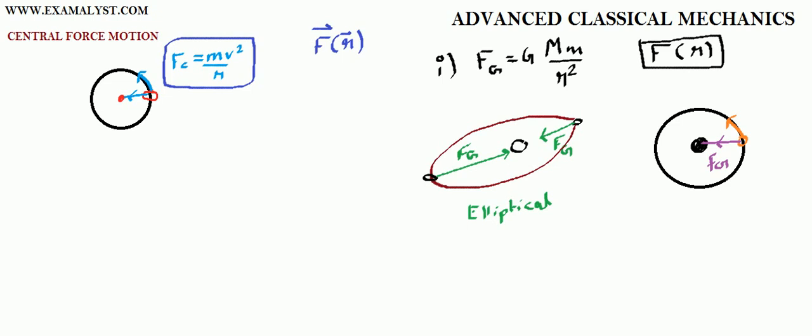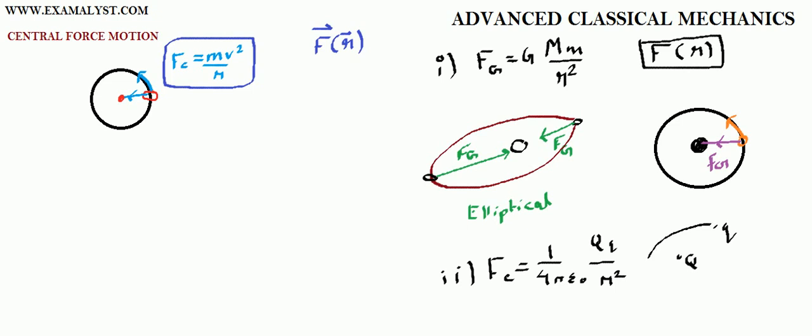Another example of central force is your Coulombic force, the force between two charges. Remember, if you have two charges Q and q, then the force between these two charges was written as 1 by 4 pi epsilon naught, source charge, test charge, divided by the square of distance between them. So if you have a source charge Q and a test charge q, then under Coulombic force there are chances that it can have a circular path. There are chances that the test charge can undergo an elliptical or circular path.